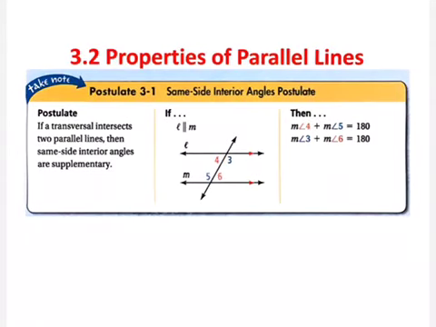Section 3.2, Properties of Parallel Lines. Postulate 3.1, the same side interior angles postulate, states that if a transversal intersects two parallel lines, then the same side interior angles are supplementary, meaning that our two interior angles will add up to be 180. So in this case, 4 and 5 should be supplementary, and 3 and 6 should be supplementary.